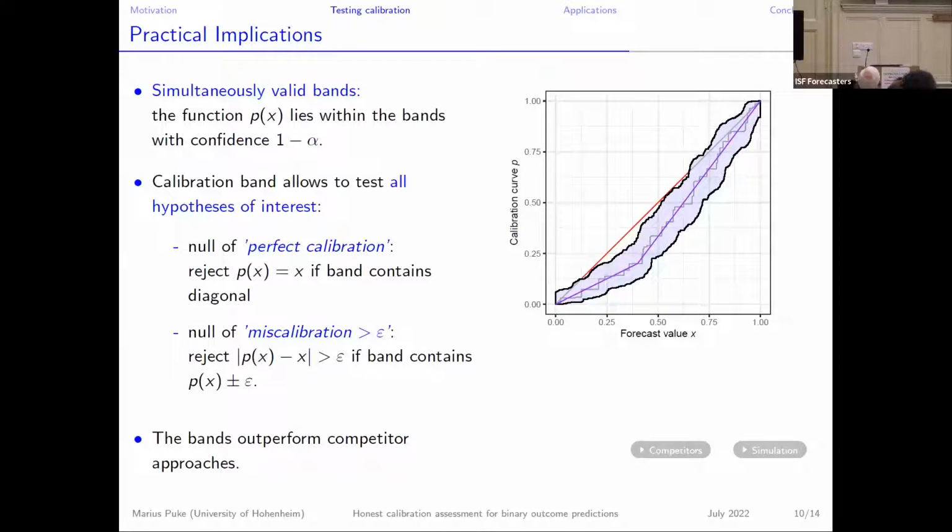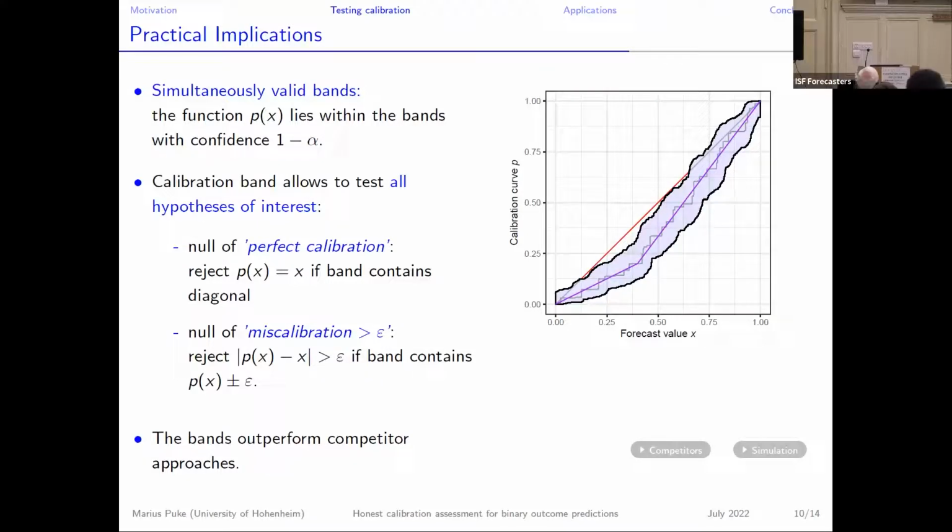That means that they are valid throughout all these x-axes here. These are not pointwise intervals, but simultaneously valid intervals. And this allows us then to essentially test any hypothesis of interest. So we can test this perfect calibration null hypothesis that I mentioned in the beginning, where we simply check whether this diagonal line is included within that confidence band. Here in this example, we see that's not the case, and therefore we would reject this null.